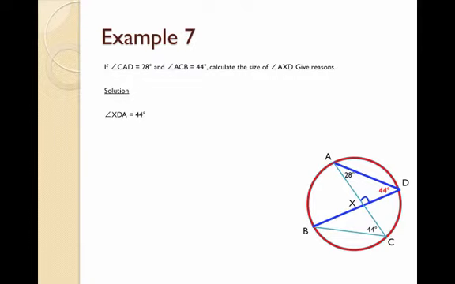We know angle XDA is 44 degrees because angles in the same segment are equal to each other. Therefore, angle AXD has to be 108 degrees because the angle sum of a triangle is 180. Done.